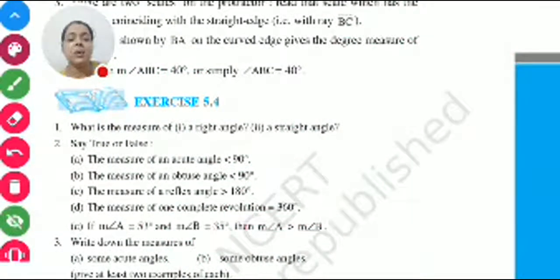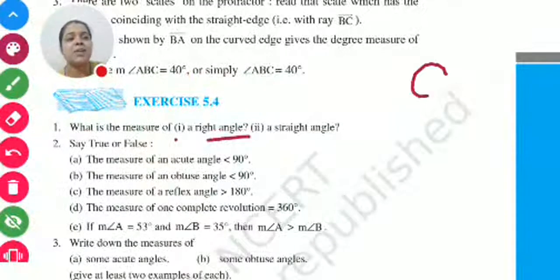But right now actually the chapter is not related to that. Question number 1 comes: what is the measure of a right angle? What is the measure of a right angle? Actually it is 90 degree.